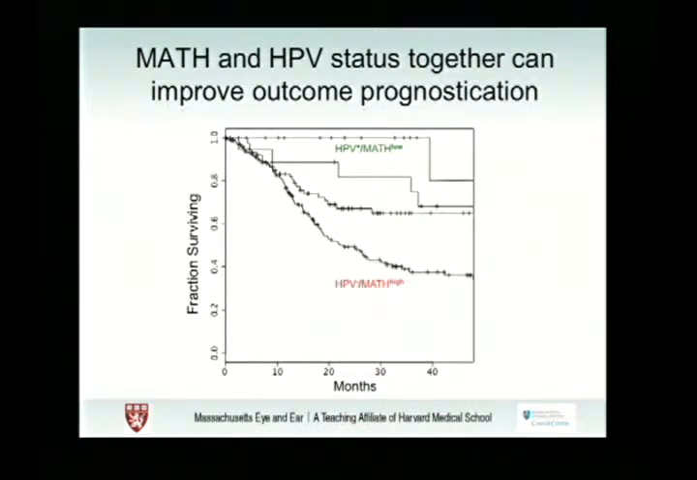Next, and this was the HPV negative with high MATH scores. And next are the two in the middle. They're intermediate. So you could start to stratify these patients.